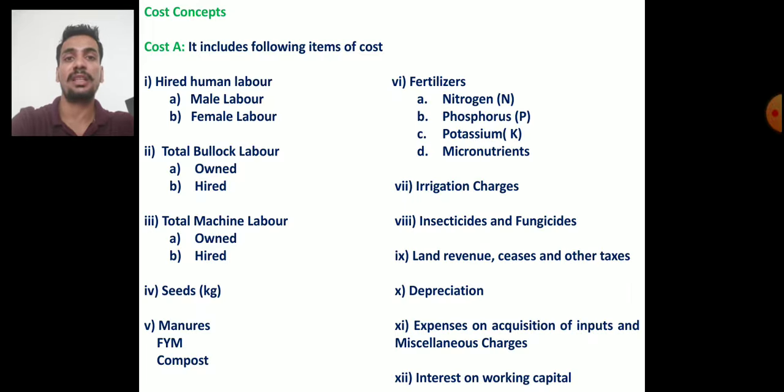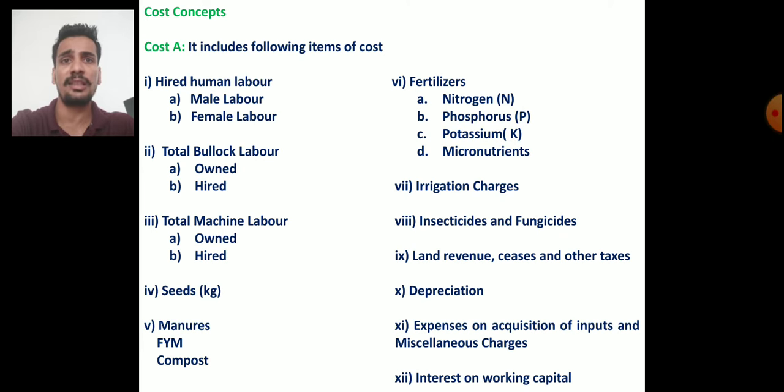Then next is depreciation, most important. Now how to consider or calculate the depreciation? There are 4-5 methods of calculation of depreciation. In agriculture, mostly the straight line method is used. By this method you have to take 10% of the value of farm implements and machineries as depreciation.